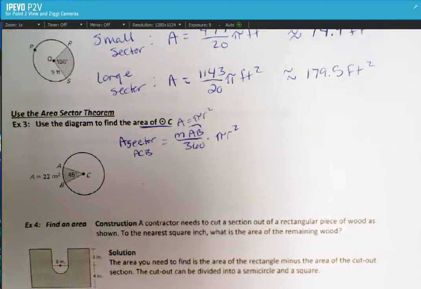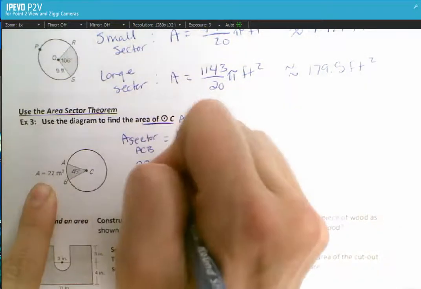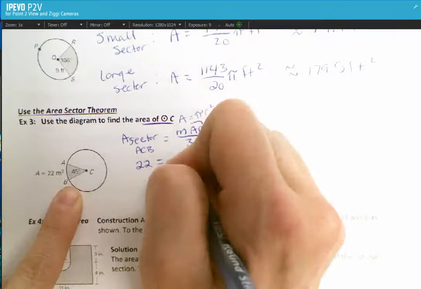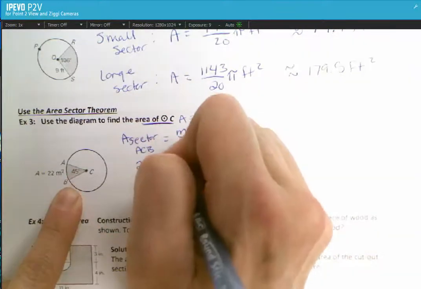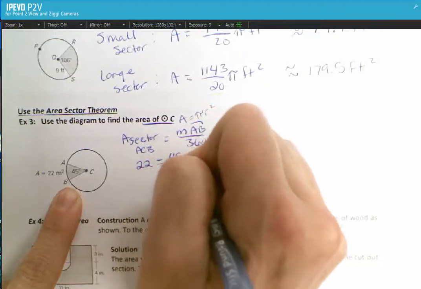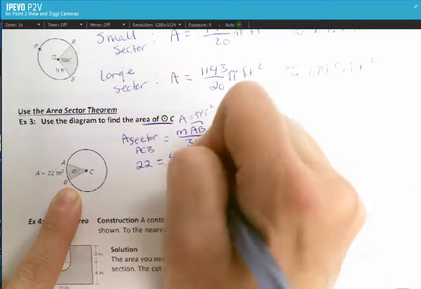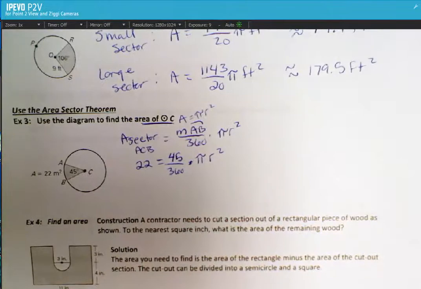Substituting in the pieces I know, they gave me the area is 22 equals the measure of the arc, which is the same as its central angle, so the measure of the arc is 45 degrees over 360 times pi r squared. Okay, so far so good.